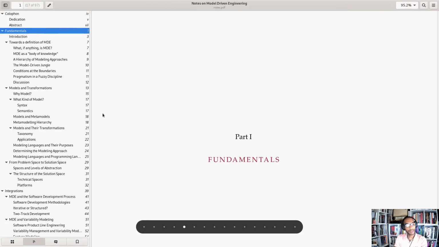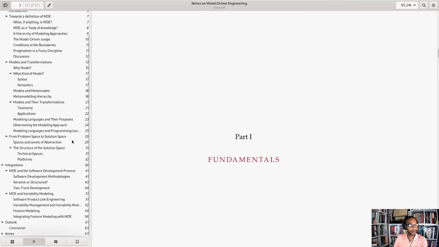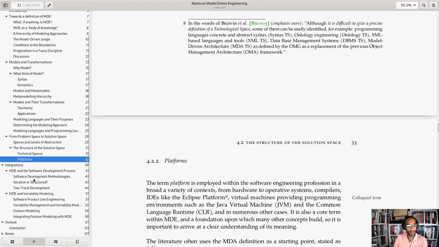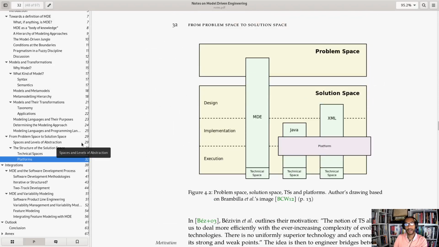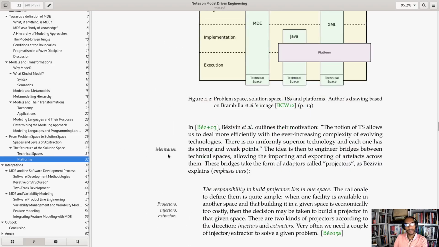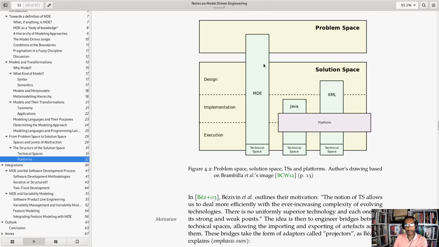The second concept that's related to technical spaces is platforms. Now we have a whole chapter on this, which we'll deal with in more detail later, but I'm just going to cover it very quickly. These images are quite helpful as well. So as I mentioned before, we have these technical spaces such as model-driven engineering, which is a very vast and amorphous technical space. And then the more concrete technical spaces are Java and XML and things like that.